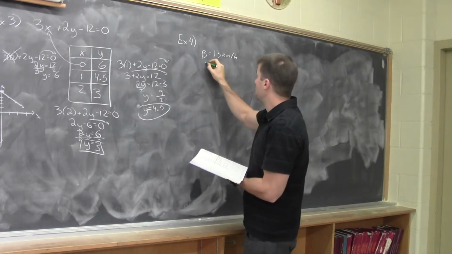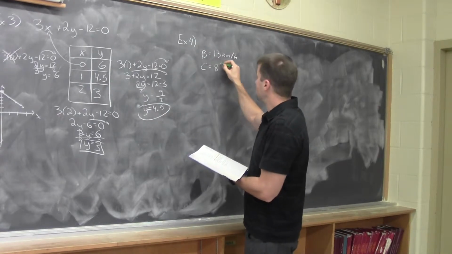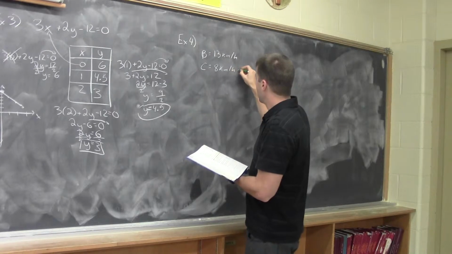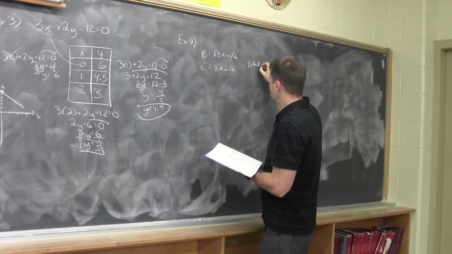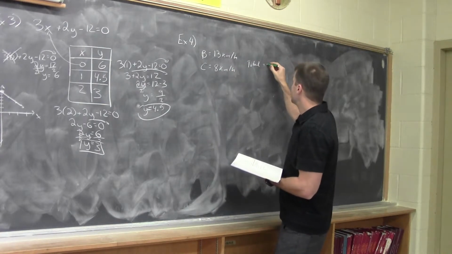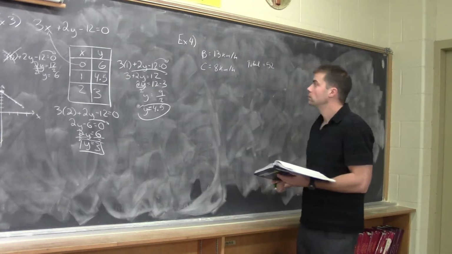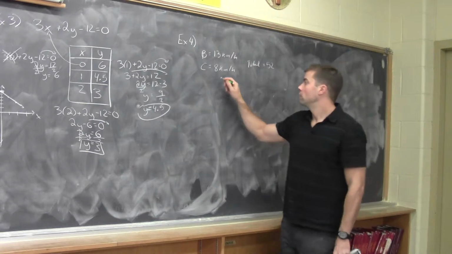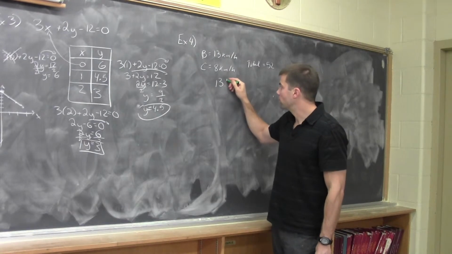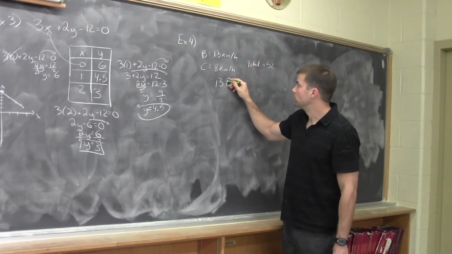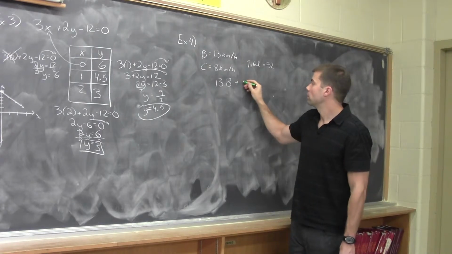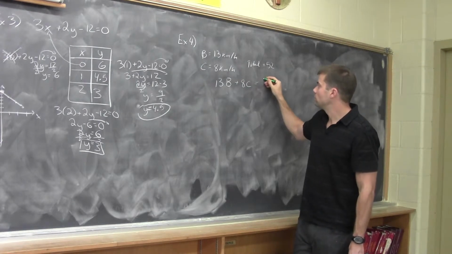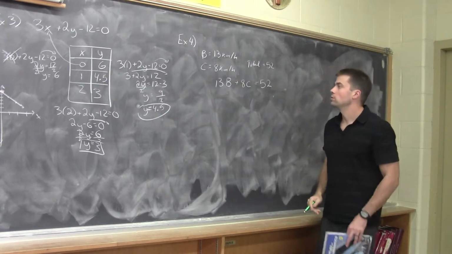So she can bike at 13, and she can canoe at 8 kilometers per hour, and our total distance is equal to 52. Okay, so our equation then would be 13 times whatever distance she bikes, plus 8 times whatever distance she canoes, is equal to 52.